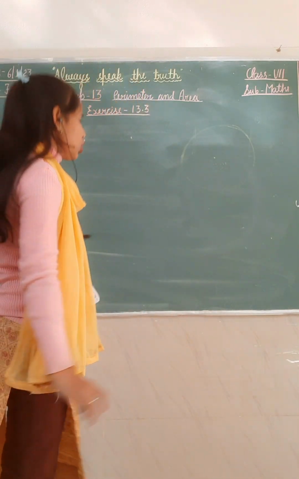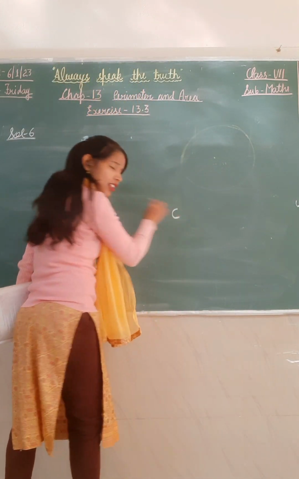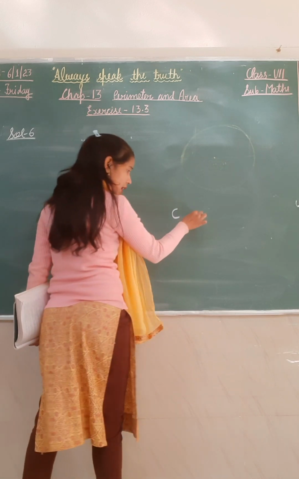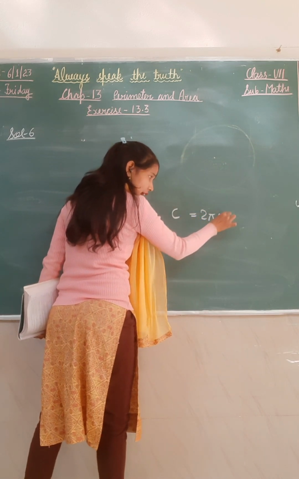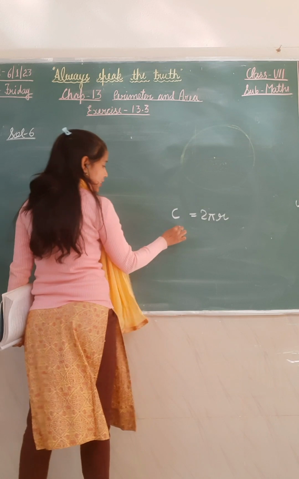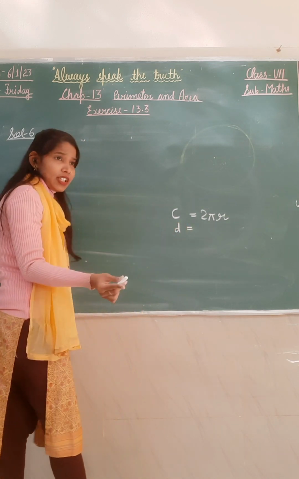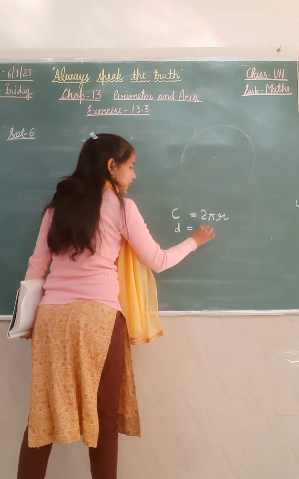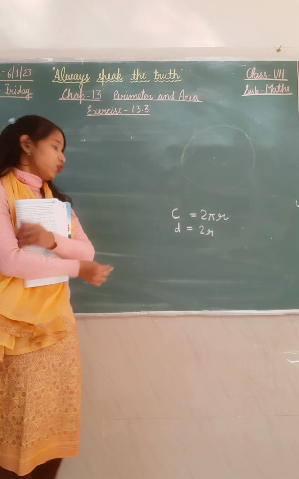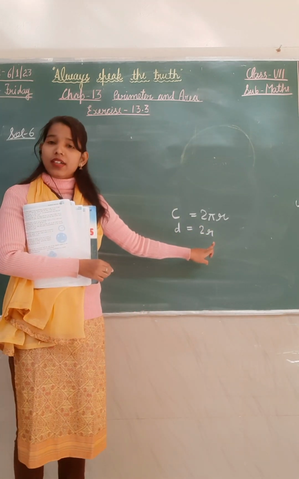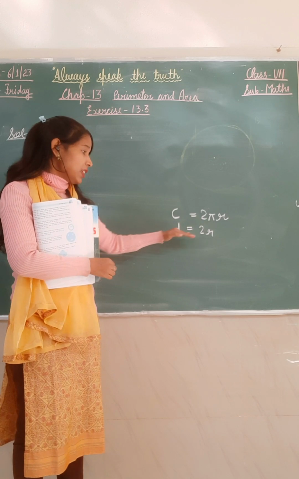So we all know the formula of the circumference. Circumference formula is 2 pi r, right? And what is the diameter in terms of radius? In terms of radius we can write diameter as 2r, right? So diameter is equal to 2r.